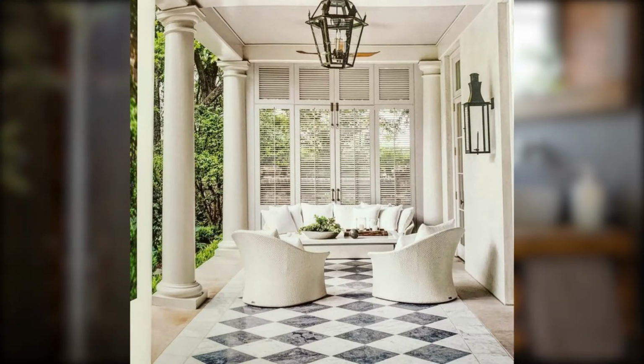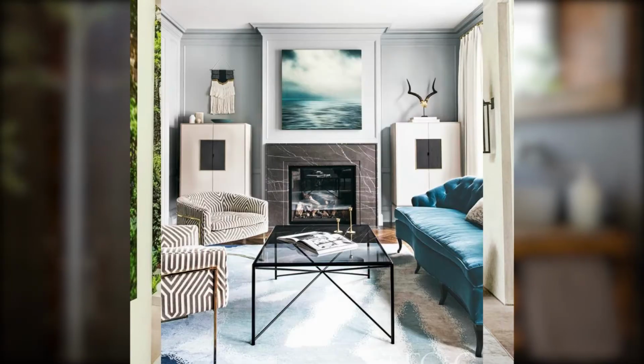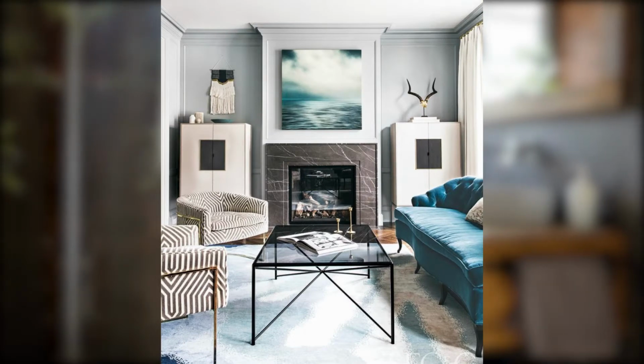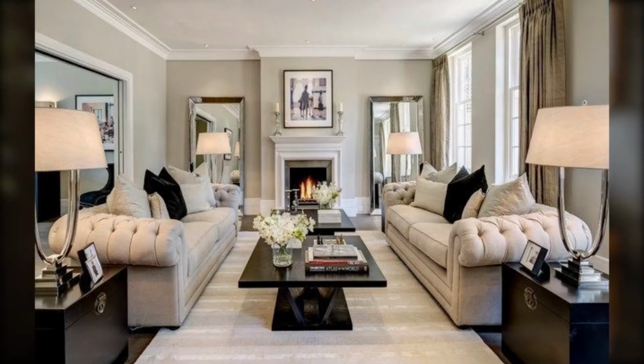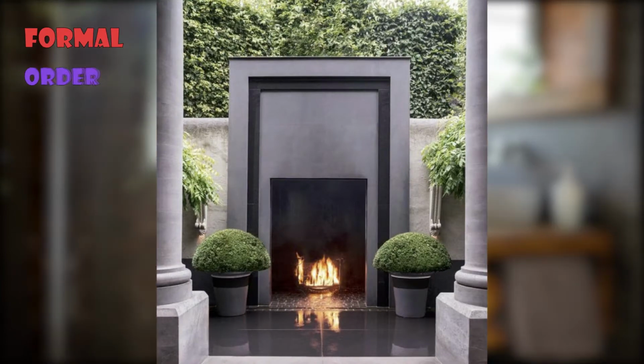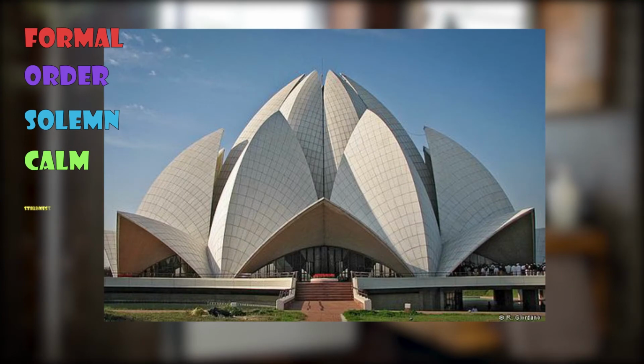Symmetrical balance can be thought of as 50-50 balance, or like a mirror image. It's the simplest way. You don't have to overthink what to do. It uses symmetrical shapes and gives a formal impression. Symmetry is created by evenly dividing space and elements. Symmetry can create order, solemnity, calm, and stillness.